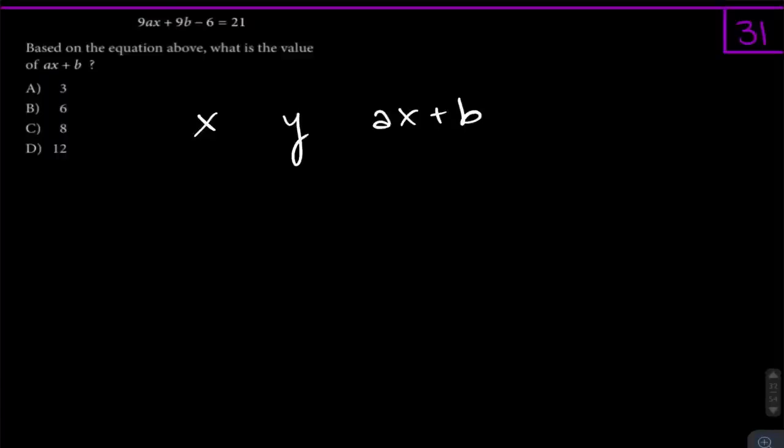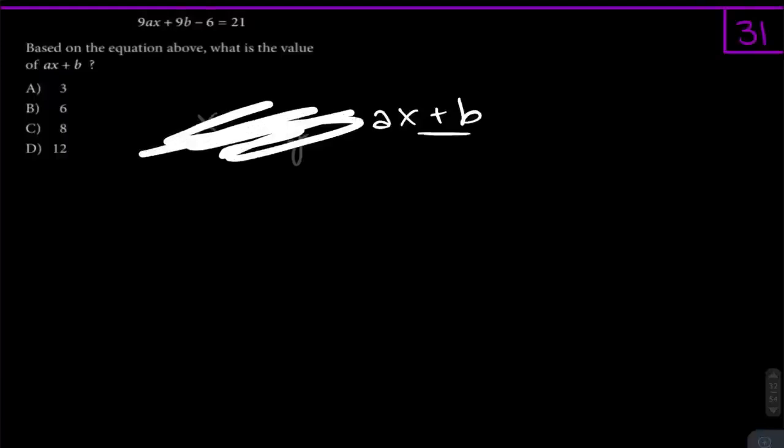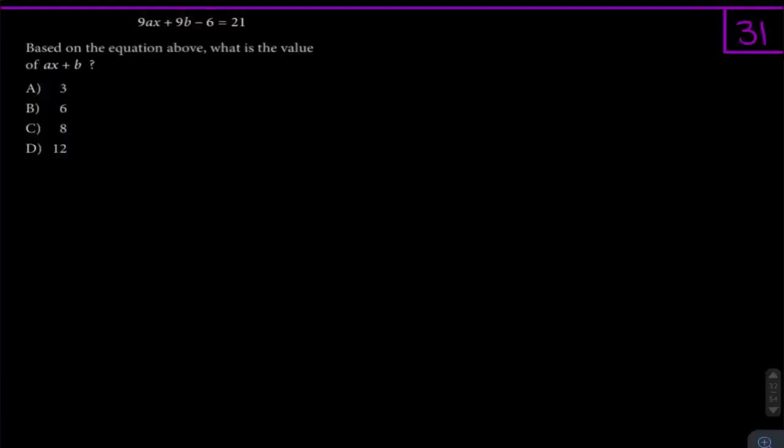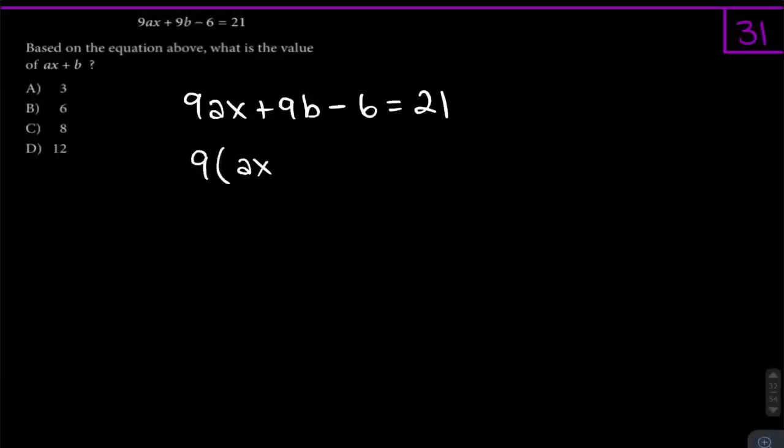We need to isolate these things. And so here we're solving for ax plus b. We're going to isolate that. And how do we do that? Well, we can factor out a 9 here. I think that's a great way to start. And actually, let me just write this out so it's a little bit bigger. We can start here by factoring out a 9, and that will get our ax plus b together. Right, and then we have -6 equals 21.